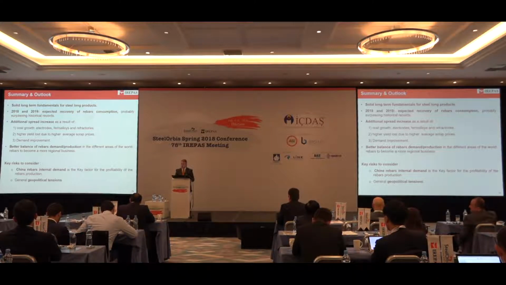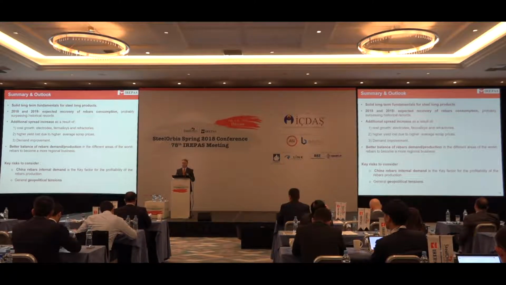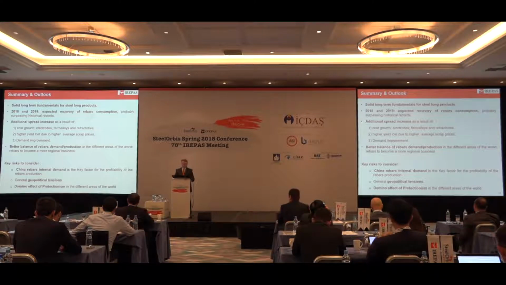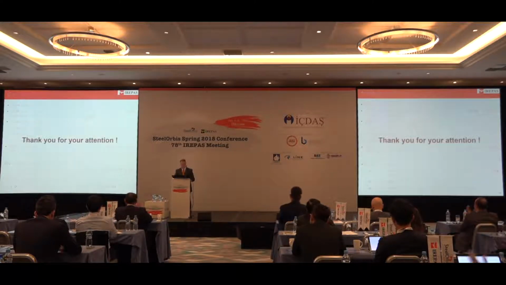General geopolitical tension also can change the forecast. Today, the picture is very brilliant, but who knows? In any moment, it can appear a war in the world, something that can change this forecast. And finally, the domino effect of the protectionism in some way can create a cooling down effect in the economy, and if the economy doesn't grow as expected, then the evolution of the steel consumption in the world will not be so nice as forecasted in this presentation. Thank you very much for your attention.